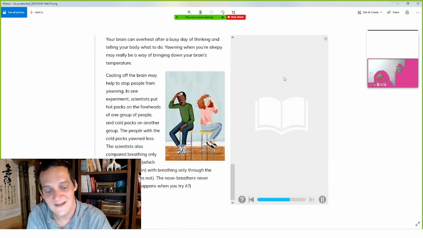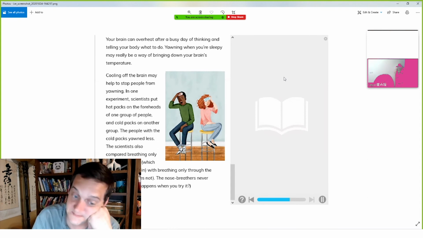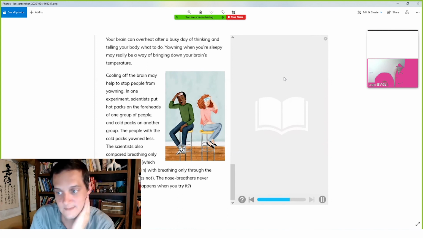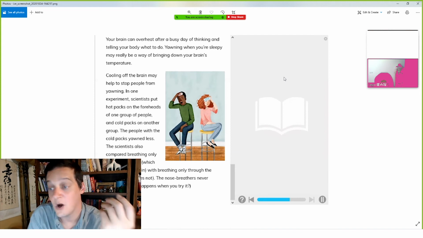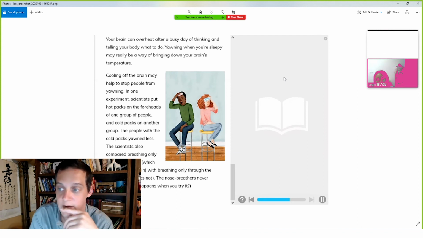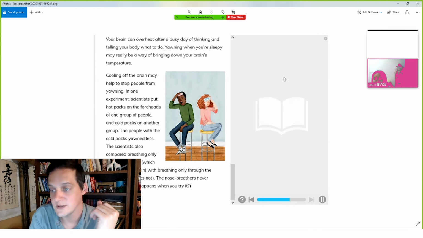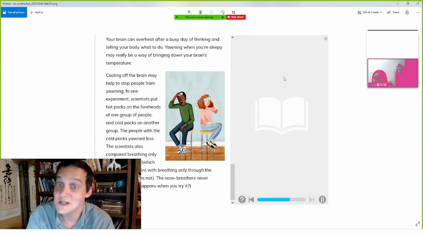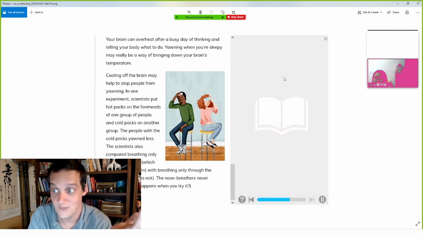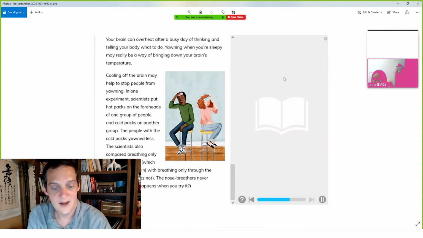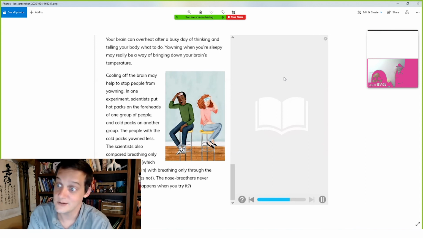All right. Then we have this one here. Nose breathers never yawn. What happens when you try it? So if you feel that you're yawning a lot, try to close your mouth and breathe through your nose. And that helps to cool off your brain, which should stop the yawning. Hopefully. That's the idea of it anyways. Of course, it may take some time for your brain to actually cool off. Nose breathers never yawn. Interesting.